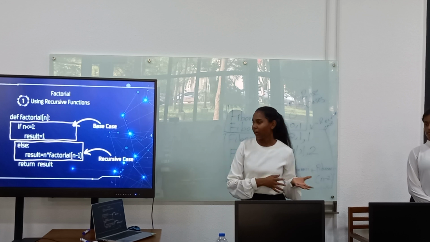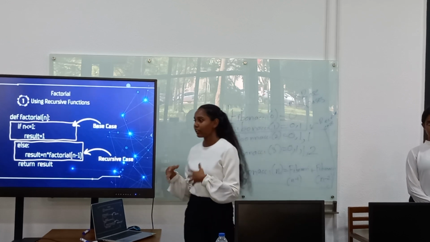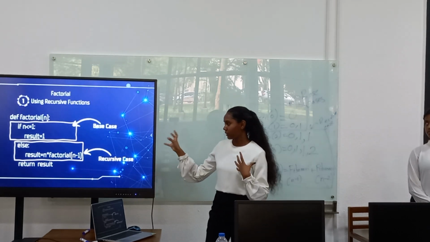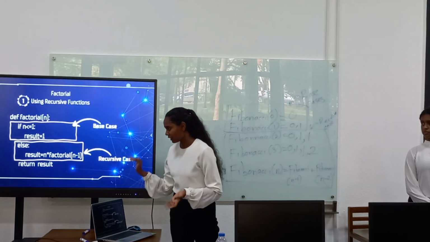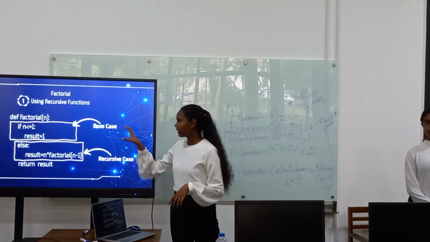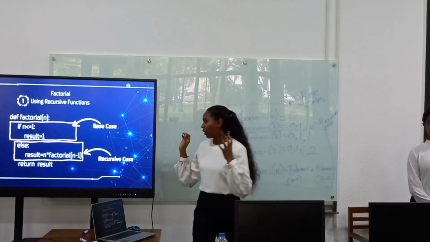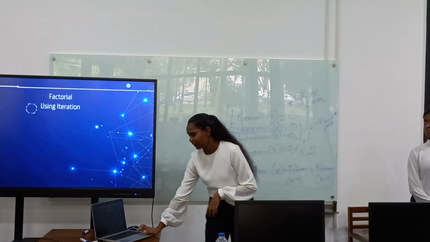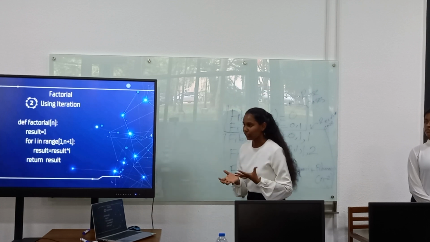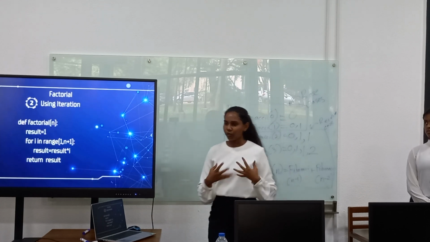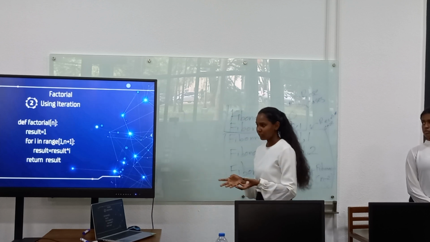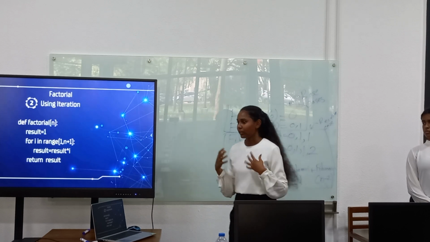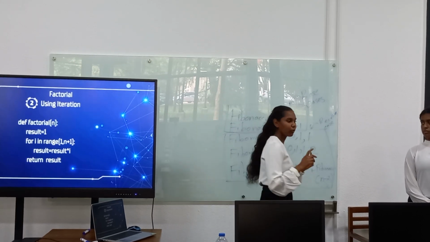Earlier I showed you how we can code factorial using recursive functions. I defined the base case and the recursive case, and I recursively called the function factorial on small instances of the complex problem. So now let's see how we can code factorial using iteration. I know all of you know how to code this, so I'm not going to code it right now because all of you have coded it in your programming class. When using iteration, it involves for and while loops.